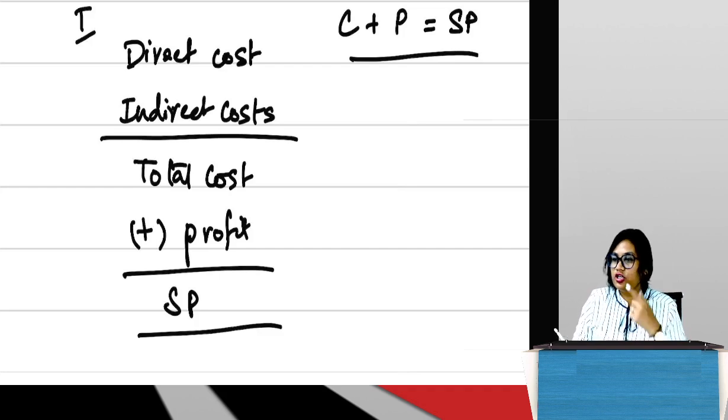This is the foundation for your cost sheet. Is this my cost sheet? This is the foundation. I am going to start building the cost sheet from here. Guys, is it okay? Everybody? So direct cost plus indirect cost will give me my total cost. This is the foundation now. We'll build the cost sheet from here.